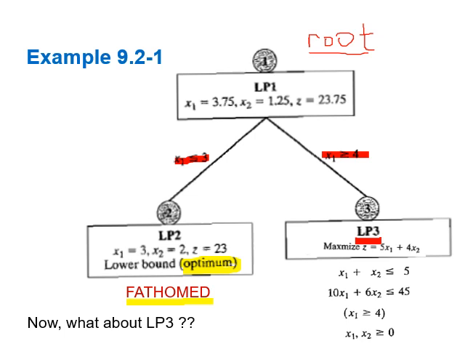We only solved one half of the problem. The second half still remains. So we need to check LP3. Without solving it, we cannot say that this solution is optimum. Okay? It's very critical. It's very important.